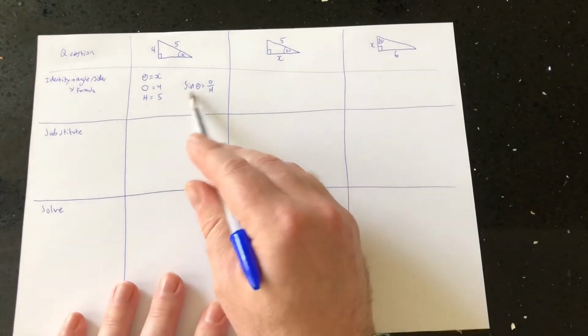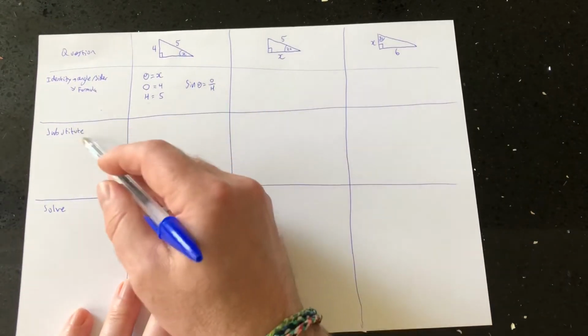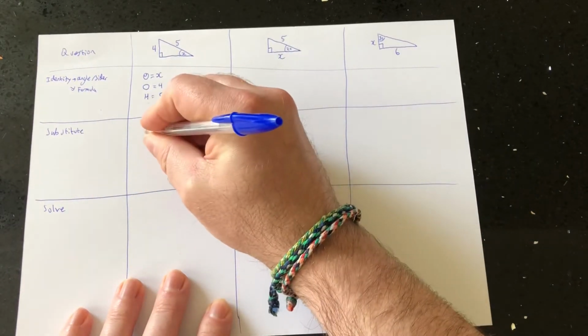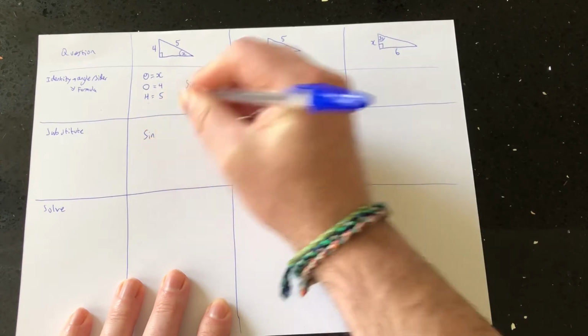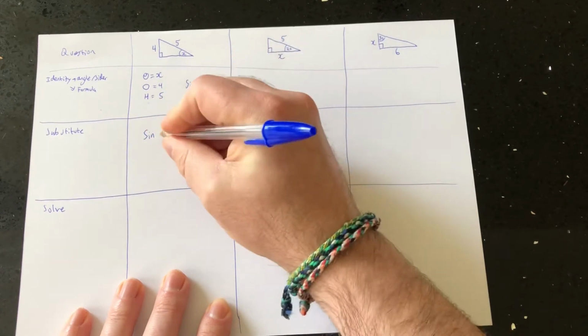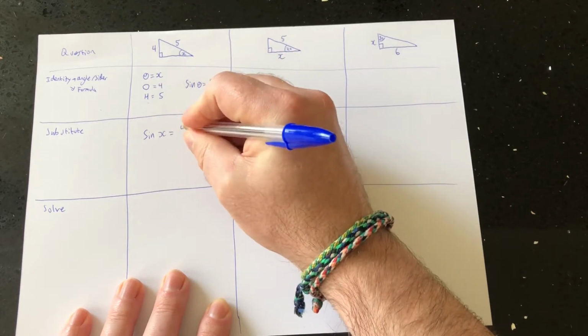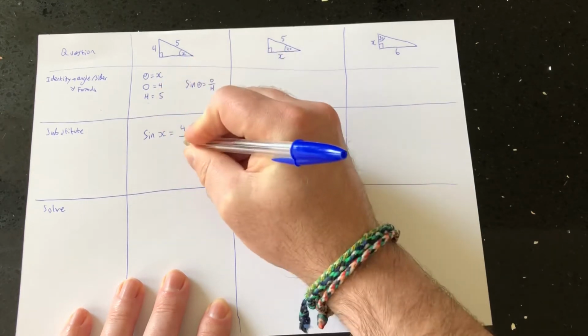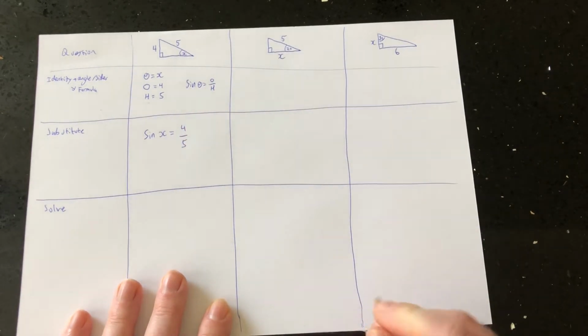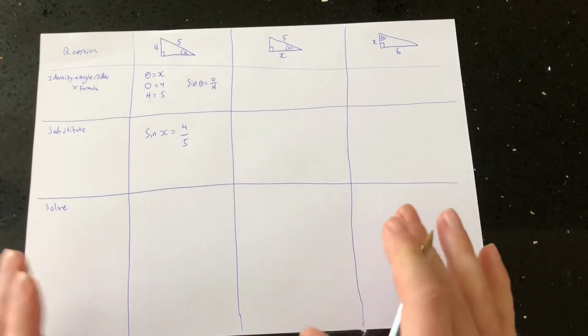So I would write that down. Sine theta equals opposite over hypotenuse. I'm then going to substitute in. So I have sine, my theta is x, equals my opposite is 4, and my hypotenuse is 5. So this is actually the easiest one to do.